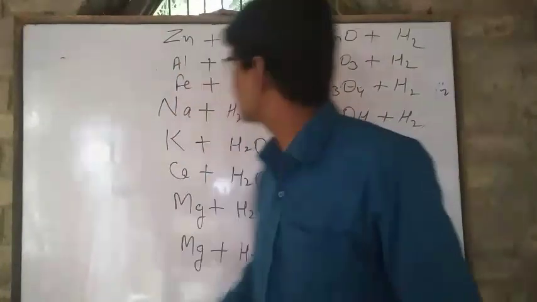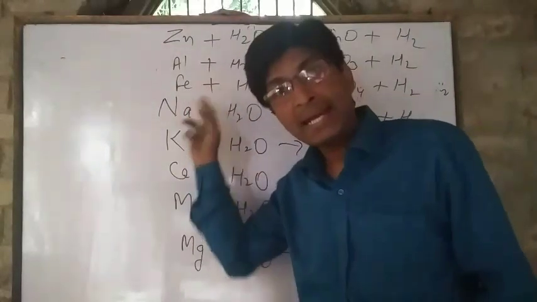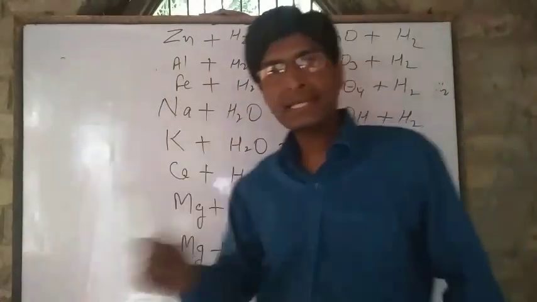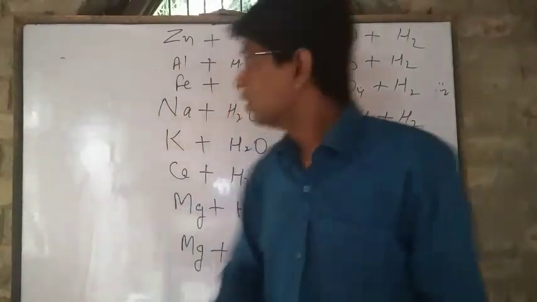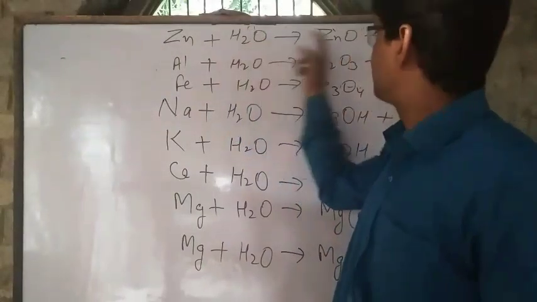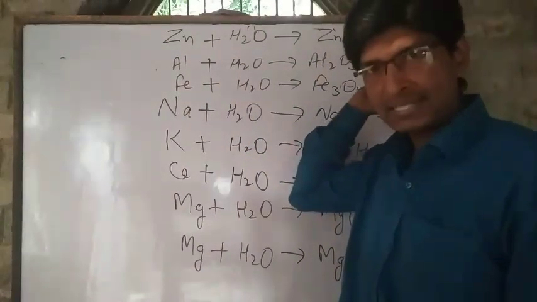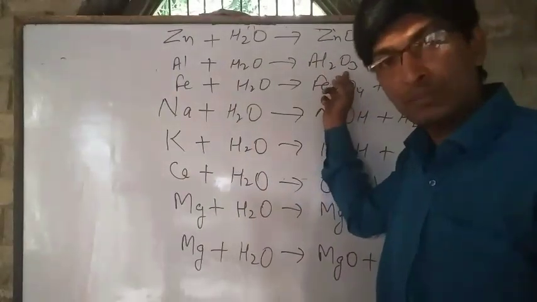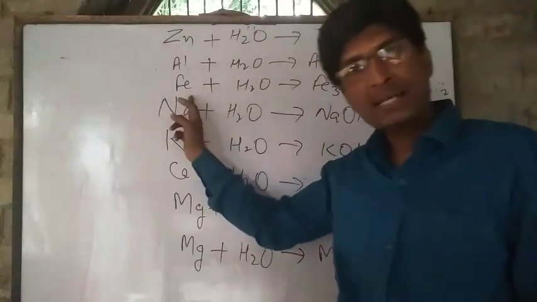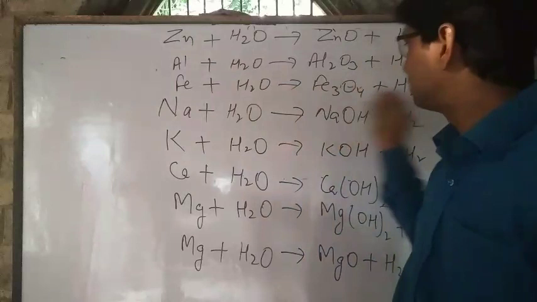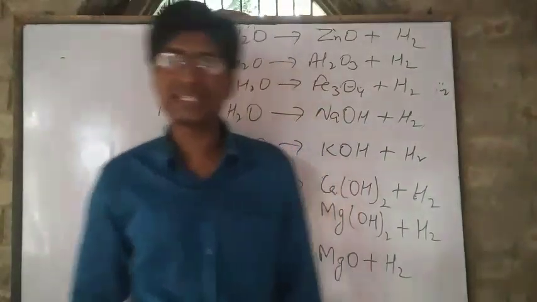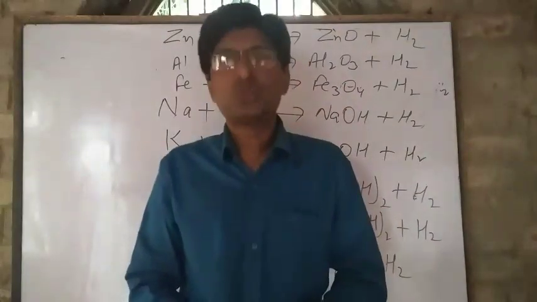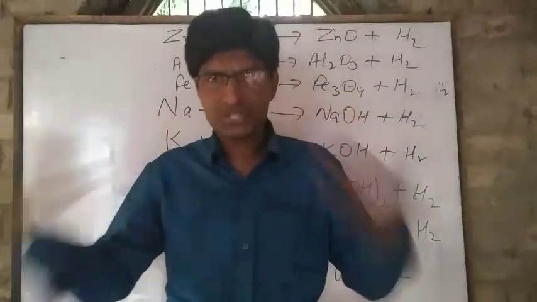But some of the metals like zinc, aluminium and iron do not react even with hot water. So zinc, aluminium and iron can react with only steam. When zinc reacts with steam, it produces zinc oxide and hydrogen gas is released. Aluminium reacts with steam and produces aluminium oxide and hydrogen gas. Iron also reacts with steam or vapor and produces iron oxide and hydrogen gas is released. And gold, silver, platinum, such types of metals do not react with water even with steam.